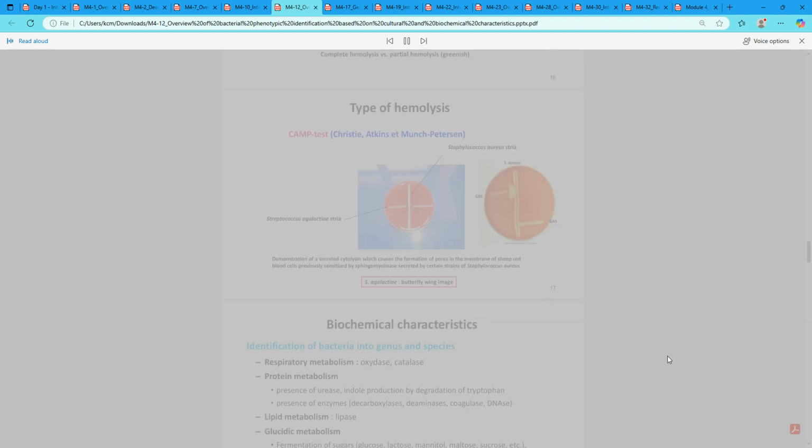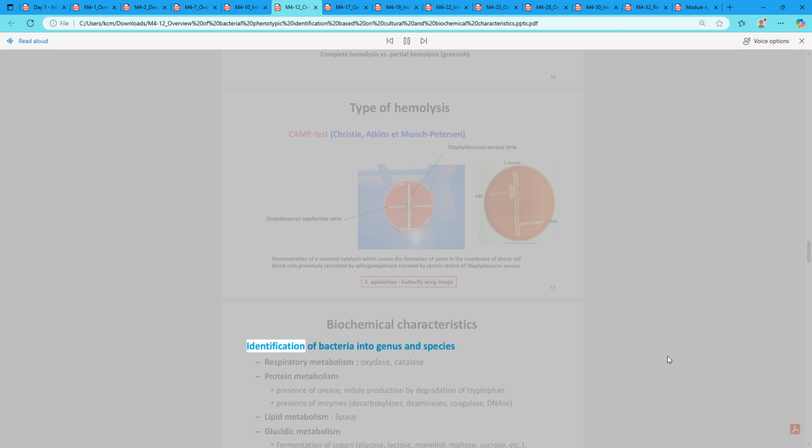Type of hemolysis: complete hemolysis versus partial hemolysis, greenish. 16. 17. CAMP test, Christie, Atkins, Munch-Petersen: demonstration of a secreted cytolysin which causes the formation of pores in the membrane of sheep red blood cells previously sensitized by sphingomyelinase secreted by certain strains of Staphylococcus aureus. S. agalactiae: butterfly wing image, Staphylococcus aureus streak, Streptococcus agalactiae streak, GBS, S. aureus.